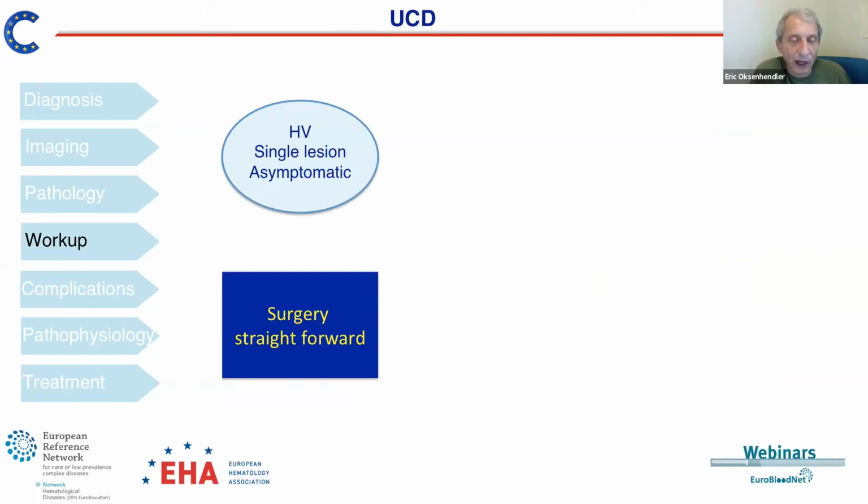The first one is the classical type. You've got a hyaline vascular pathology, a single lesion, the patient is asymptomatic, and you can go for surgery straightforward. This is very easy. And I would say that more than 2/3 of the patients will fall in this category.